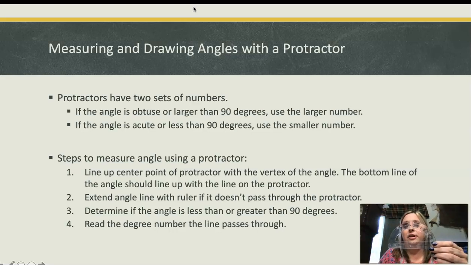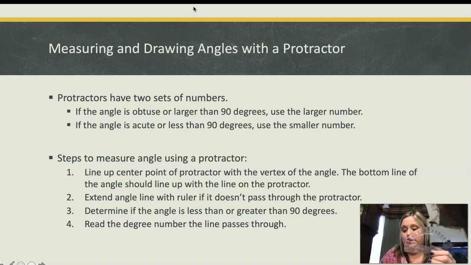Okay. If it's an obtuse, then you're going to use the larger number. If it is acute, you're going to use the bottom number. And then to measure the angle, you're going to line it up with the vertex right in the middle here. And then wherever your angle hits through here, if it's acute, you're going to look at the lower number. If it's obtuse, then you're going to look at the higher number.